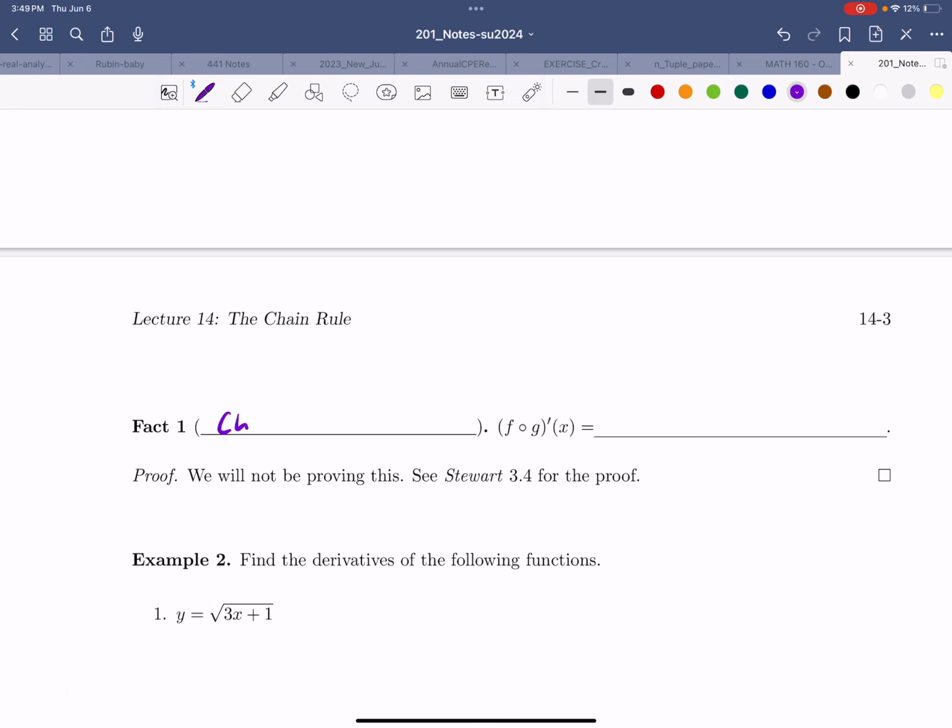So, fact 1, this is called the chain rule, which we will not be deriving. You can look at the derivation in the book. It's a very technical, not especially enlightening derivation. It winds up equaling f prime of g of x times g prime of x. And another way of writing this is that the derivative with respect to x of f of g of x equals f prime of g of x times g prime of x.